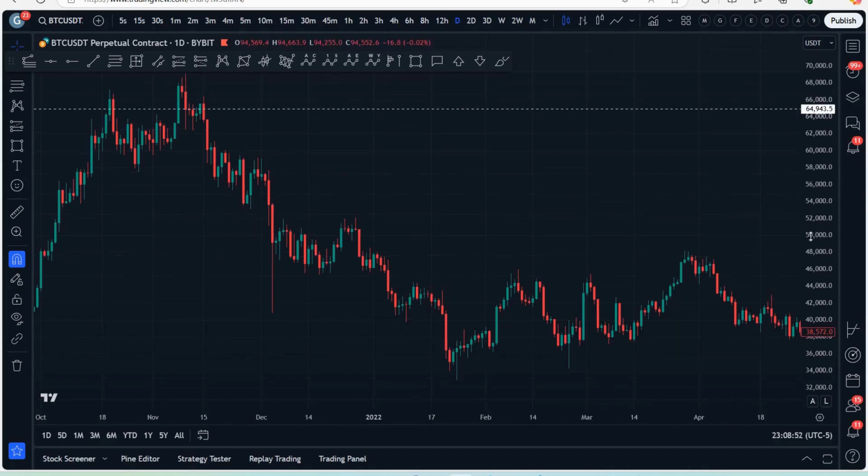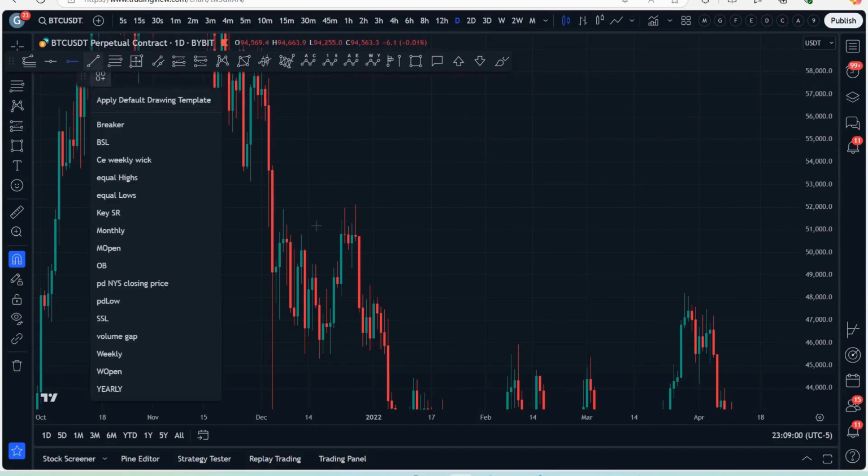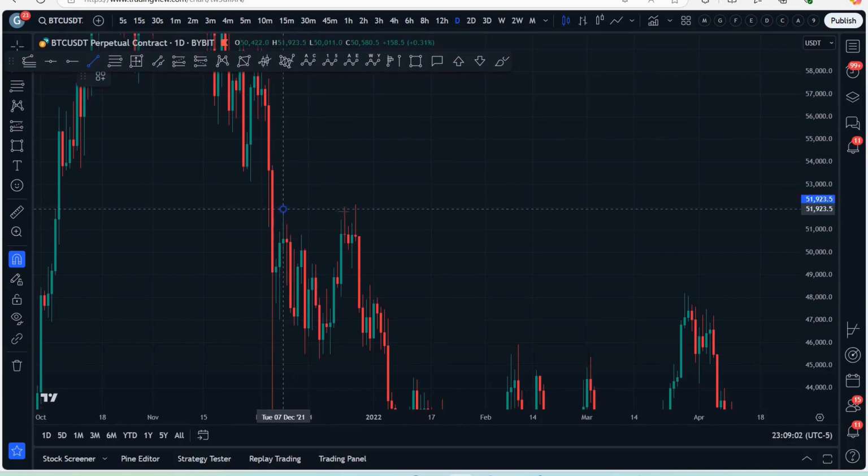Let's go down a bit more. Look at this example here. I'll take that. What do we have here? Double top. A double top, guys. Okay? What do we think?